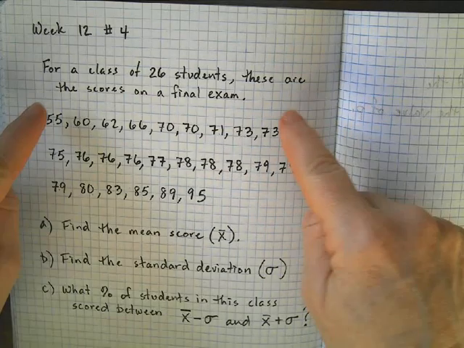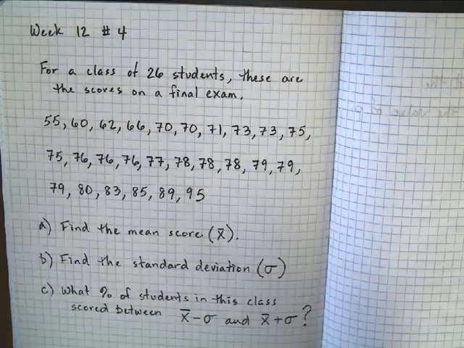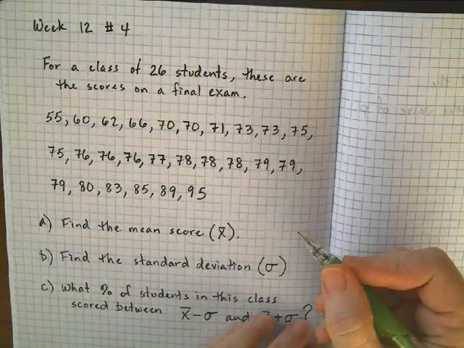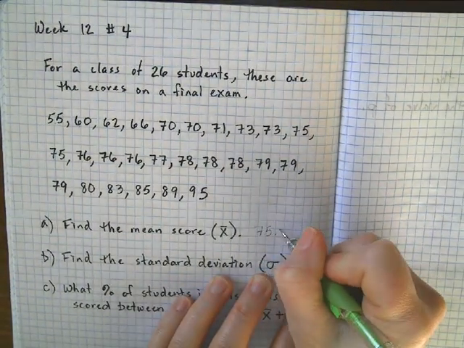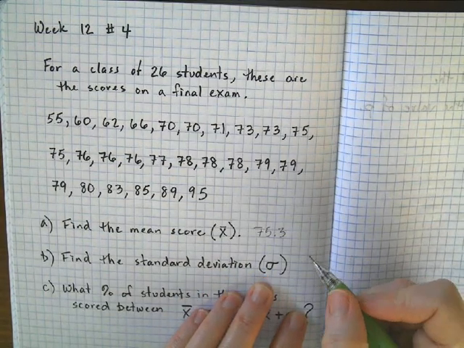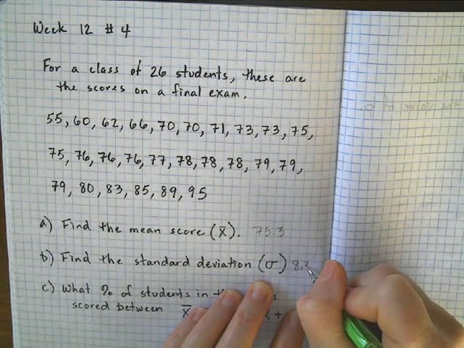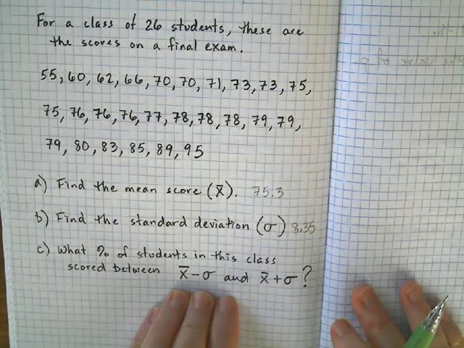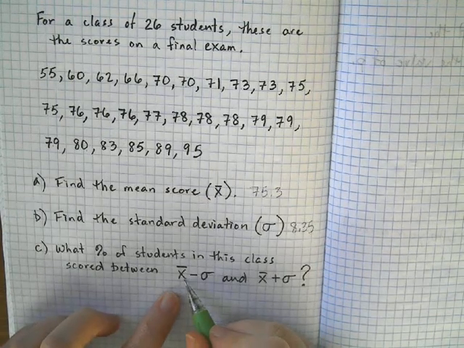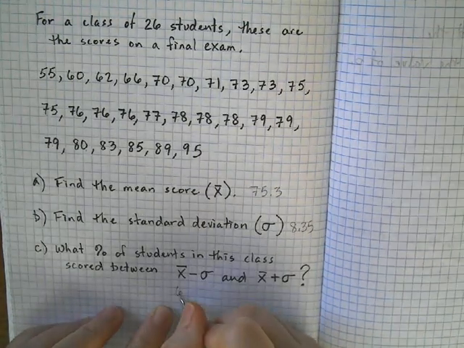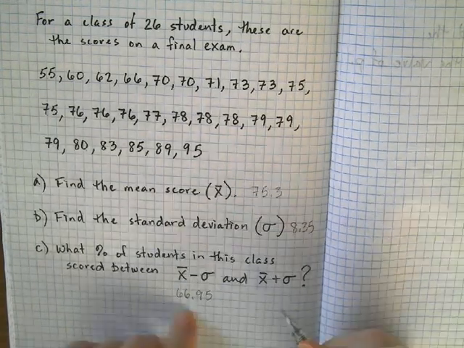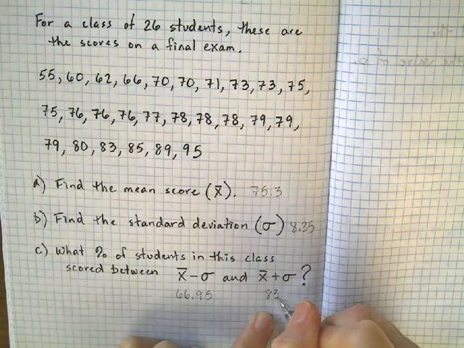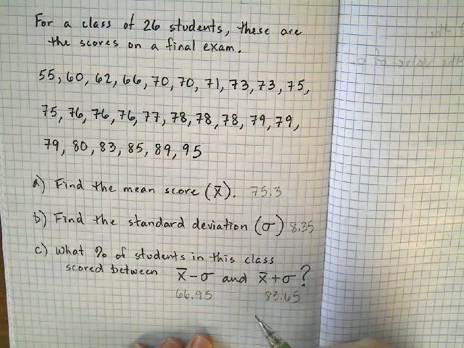So we took this data, these scores, and we found the mean score. When we did that, we got 75.3 from our graphing calculator, and the standard deviation, we got 8.35. And then we had to find what percentage of the students scored between this and that. So this would be the mean minus the standard deviation, which would give us 66.95. And this one, the mean plus the standard deviation, would give us 83.65.